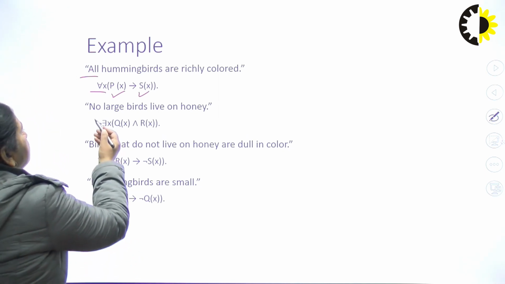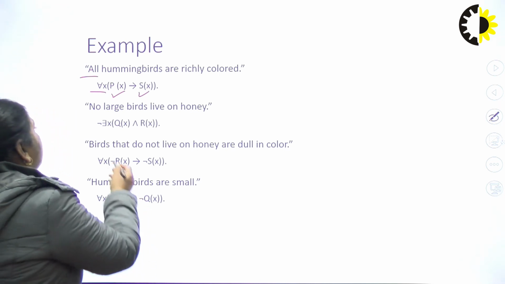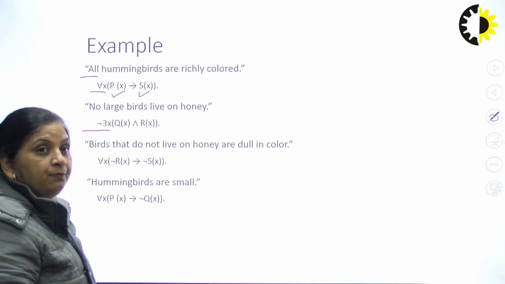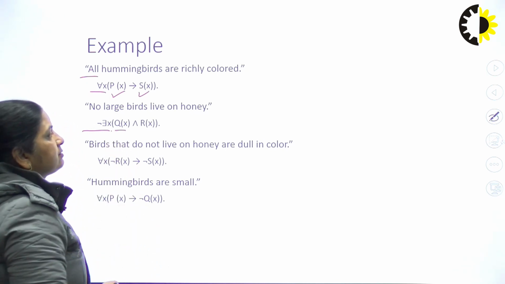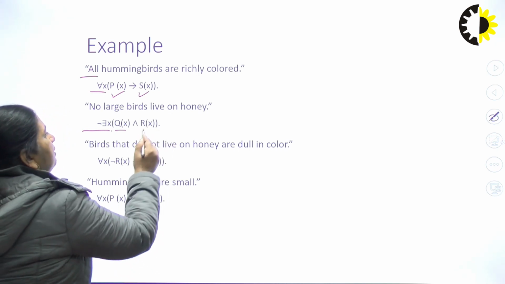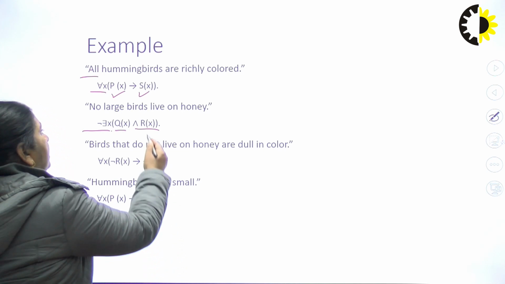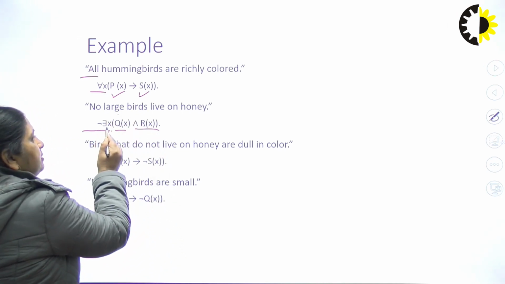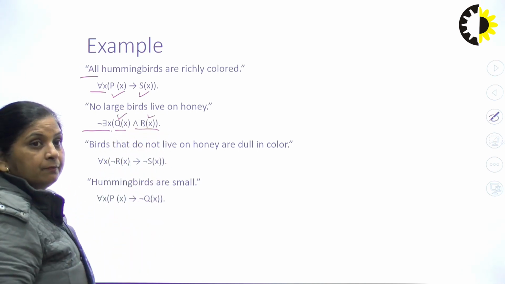The second one is no large birds live on honey. It means there does not exist any bird which is large and lives on honey. For large we have taken Qx, and for living on honey we have taken the predicate Rx. So there does not exist any bird which is large and lives on honey.